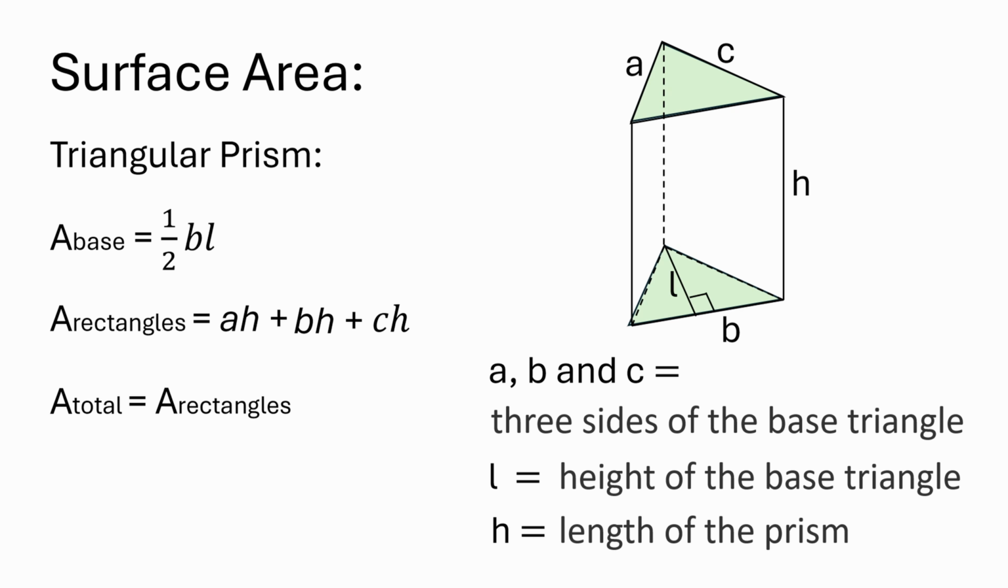Total surface area is equal to lateral area, meaning areas of the three rectangles, plus area of two bases, which is equal to a times h plus b times h plus c times h plus area of two bases. Area of one triangular base is equal to 1 divided by 2 times b times l. So total area of two bases is equal to b times l. So total surface area is equal to a times h plus b times h plus c times h plus b times l.